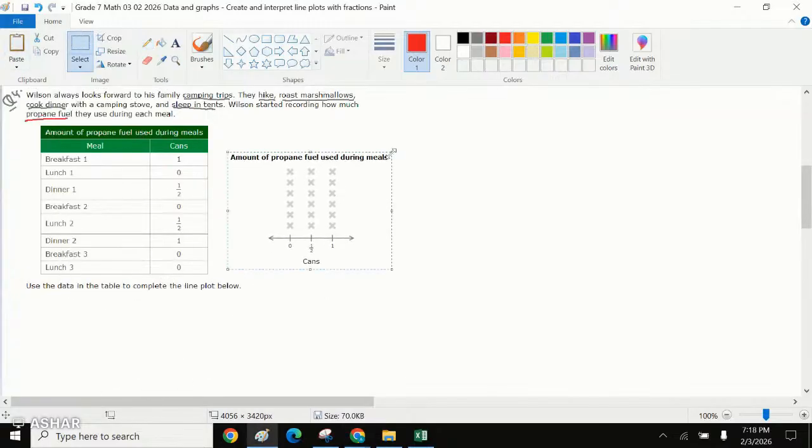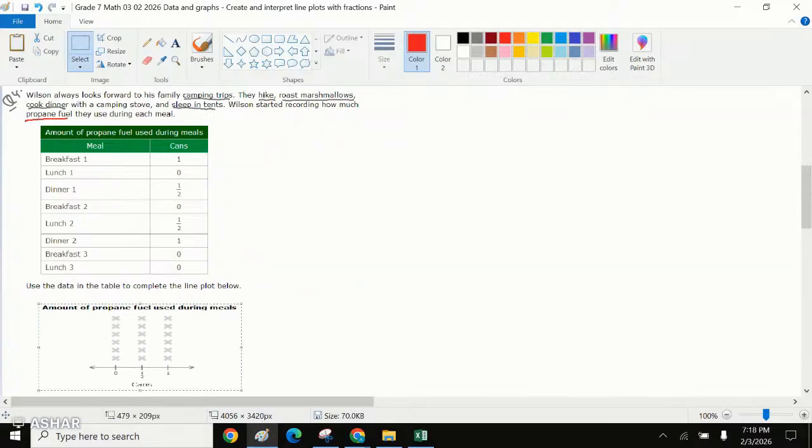Let's say this was given to us. This shows the number of cans that were used. This was 0, half, and 1. Let's plot with x and see how many cans. 1 can, right? We put an x. Lunch was 0. We put 1 x at 0. 1 half, we put 1 marking. Another 0, we put 1 marking. 1 half, we put another 1 can. And 2 markings for 0, right? So this is our complete plot.